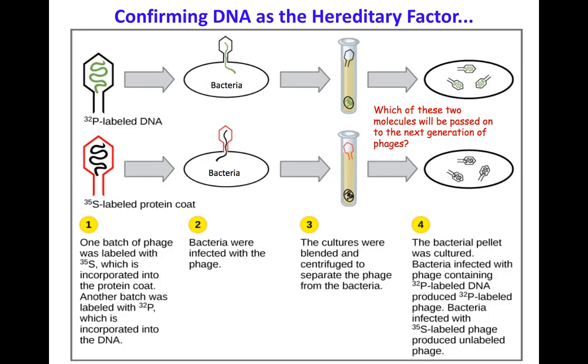At the end of this experiment, what they found is that all of the new bacteriophages found inside the bacteria cells had radioactive substances radiating from them, which means that this particular molecule was passed on from one generation to the next and used to create the new ones. Whereas for the second set of experiments, the one down here that was tagged with sulfur, you did not find any of it in the new viruses themselves, which shows that the DNA is the hereditary factor in the phage.